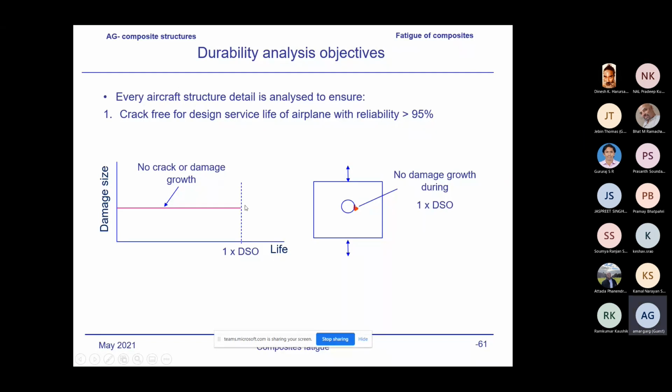So what happens in design, metal, composite? All the structures will do one DSO and show there is no damage growth. So that's virtually like a safe life. For one DSO, you need to demonstrate there is no fatigue crack growth.